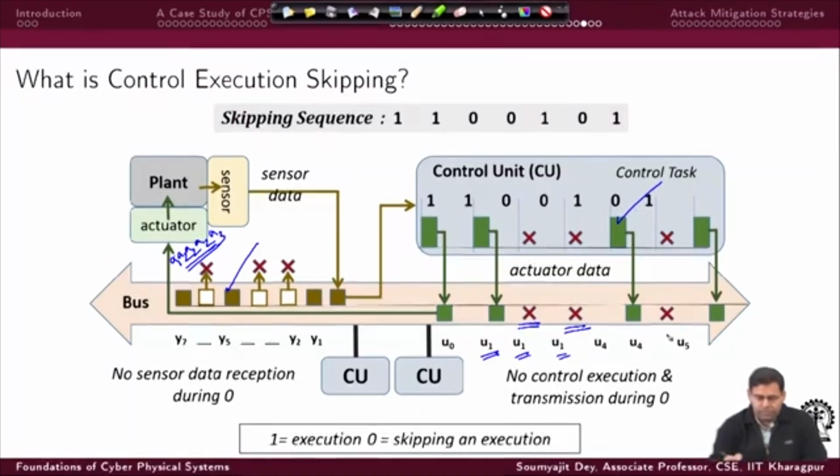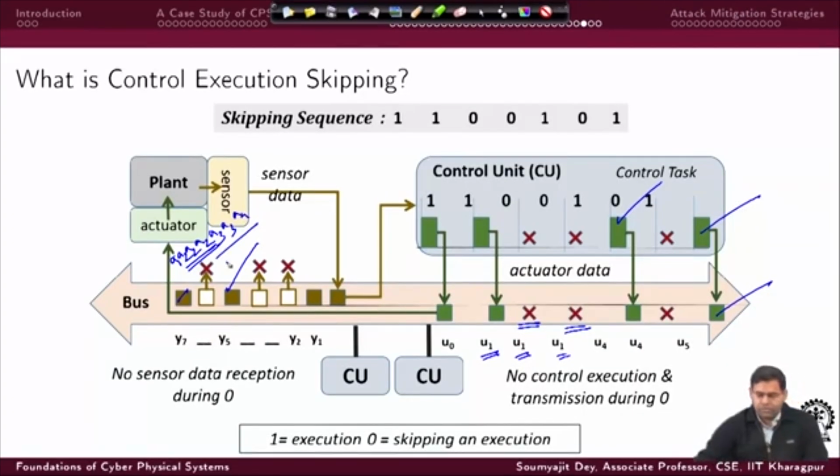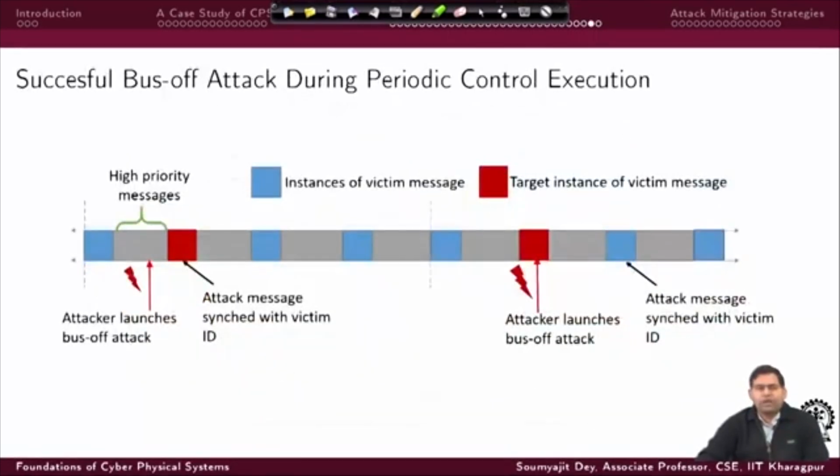Again maybe there is a skip. So this a3 will continue, and then again there is an actual computation with this measurement, and an actual control action moving. So you have a5. As you can see, you have skipped certain communications on the bus, both from the plant to the controller and the controller to the plant. We represent this phenomenon in shorthand using a binary stream. There is no sensor data reception and no control execution and transmission during this time. So, what is the advantage?